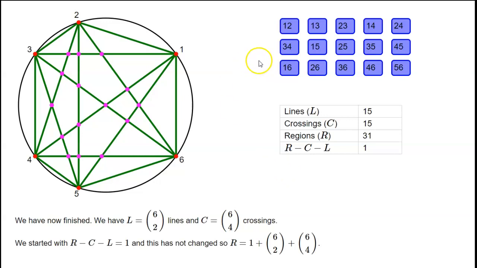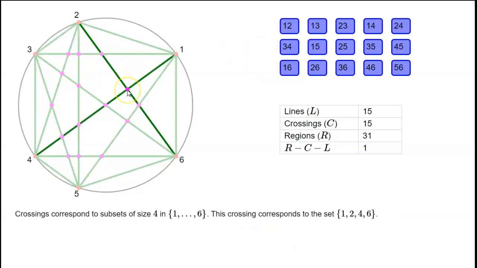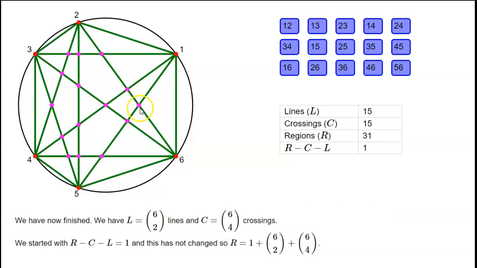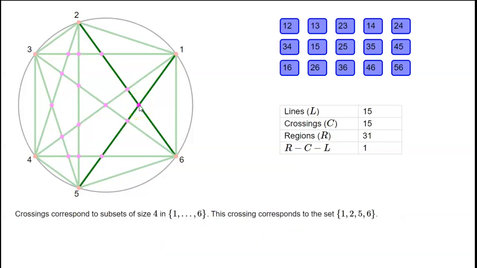Let's have a look at a crossing here. The crossing is the crossing of two lines, and those lines come from 4 different points around the edge of the circle. So for each crossing point here, that comes from 2 lines, and those 2 lines come from four points. And if you think about it, it's going to work that way for any possible choice of 4 points.